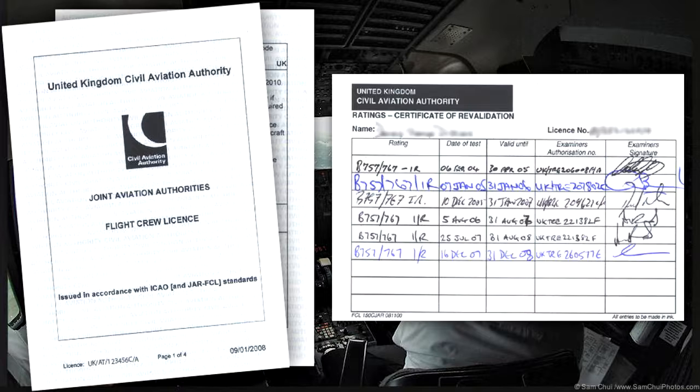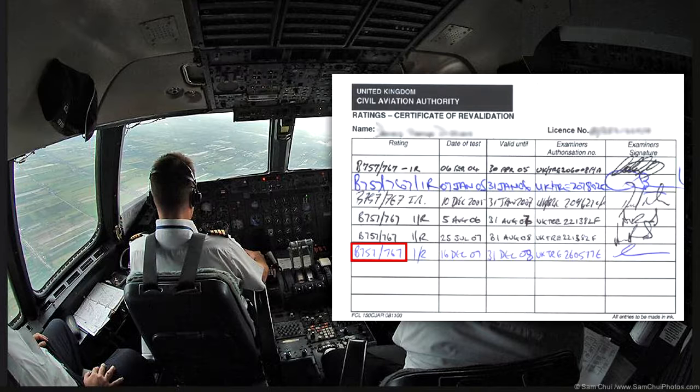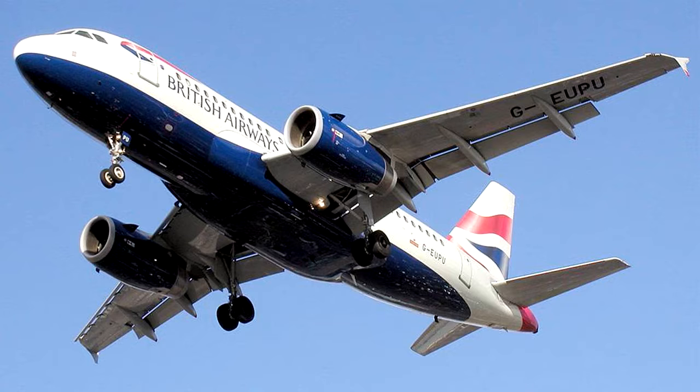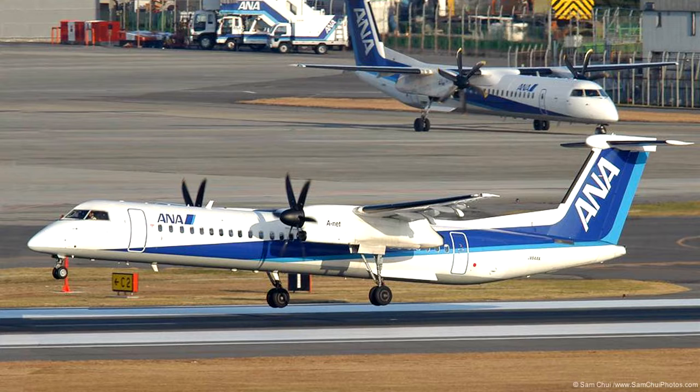Now let's look at type ratings. As we have said, type ratings apply to more sophisticated types of aircraft. For instance, the holder of a commercial or air transport pilot's license normally requires a separate type rating for each type of aircraft he flies. For example, a Boeing 737, Airbus A320, or Dash 8.